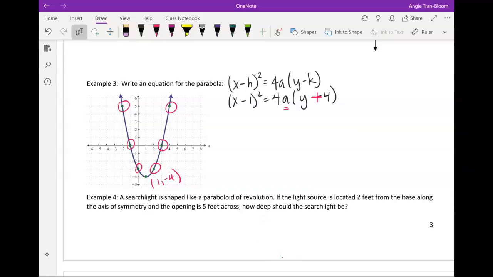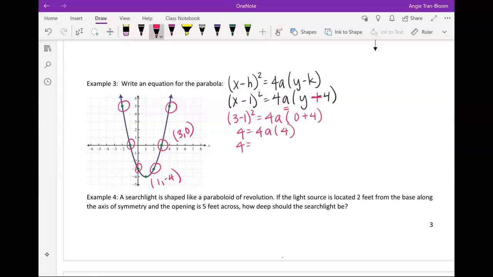But my favorite point is when one of it is 0, so I will use (3, 0). So x is 3 minus 1 squared equals 4 times a, y is going to be 0 plus 4. This is going to be 3 minus 1 is 2, 2 squared is 4 equals 4a times 4.